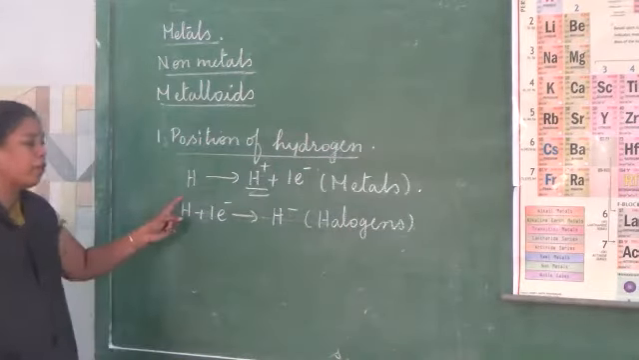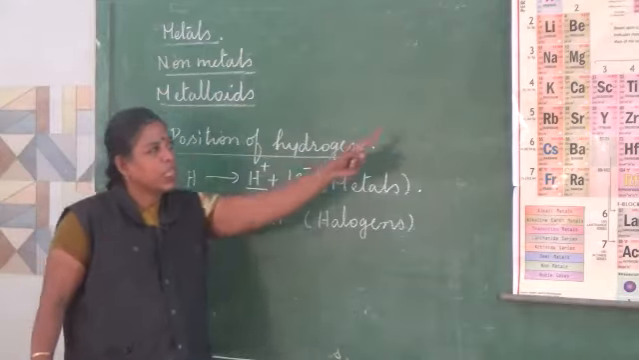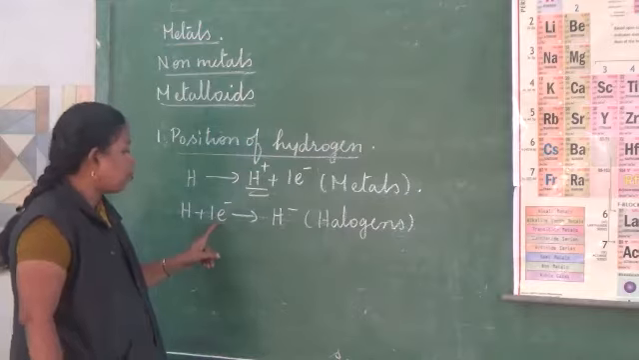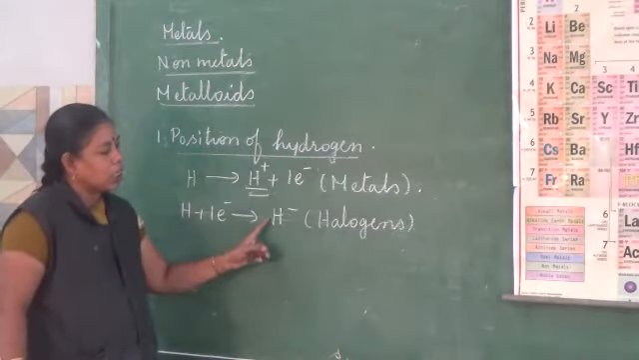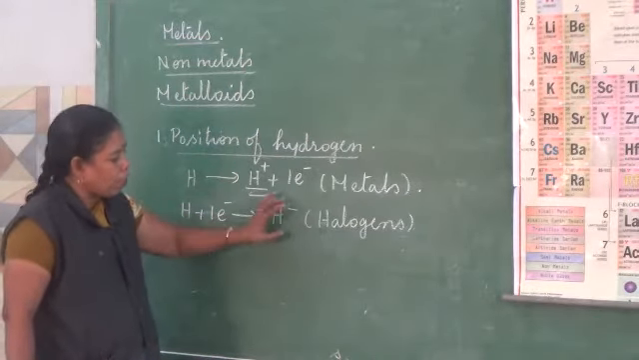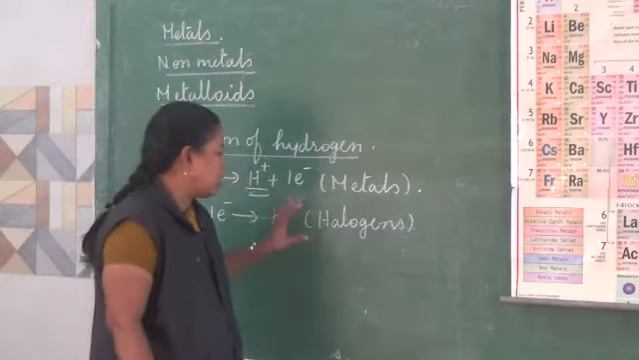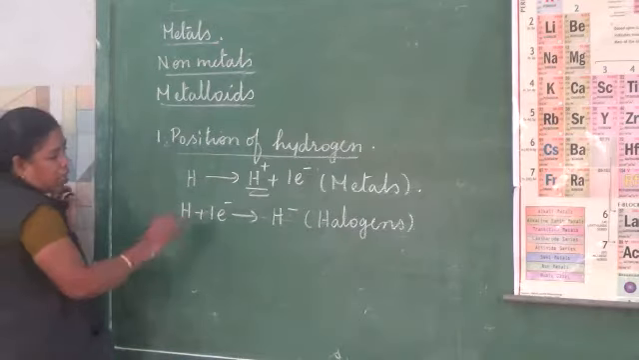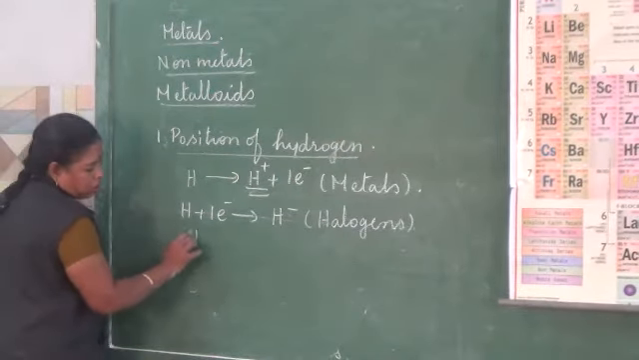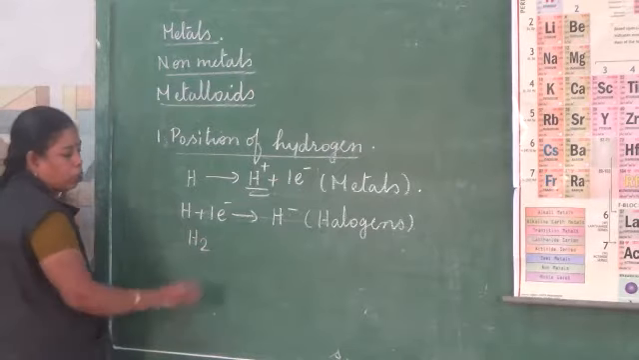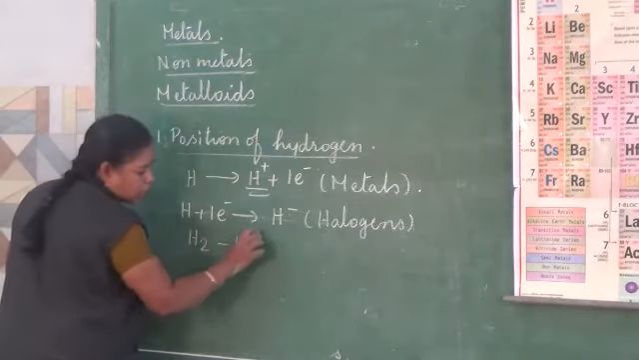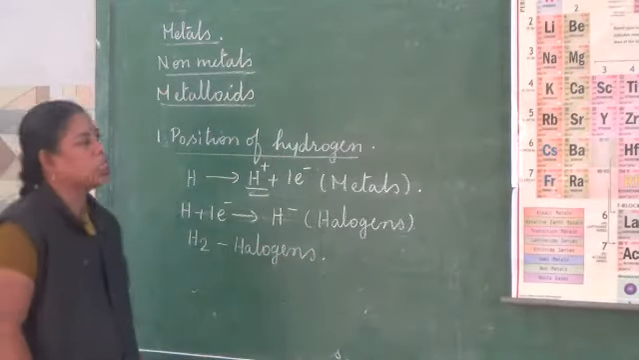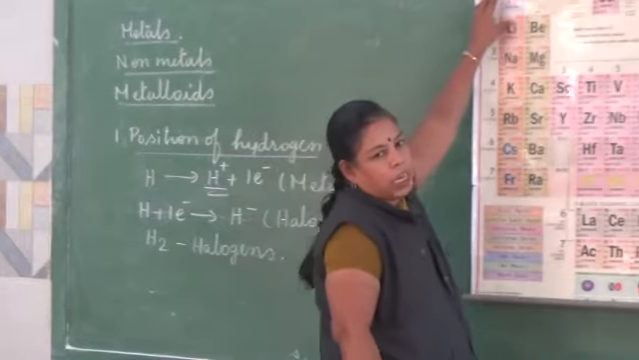So, hydrogen is capable of losing one electron like metals, so it is placed along with the metals. It is also capable of gaining one electron, so it is capable of forming the hydride ion, so it gets the property of halogens also. And it is a diatomic molecule, like halogens. Halogens are diatomic molecules. So, a proper position is not given for hydrogen.